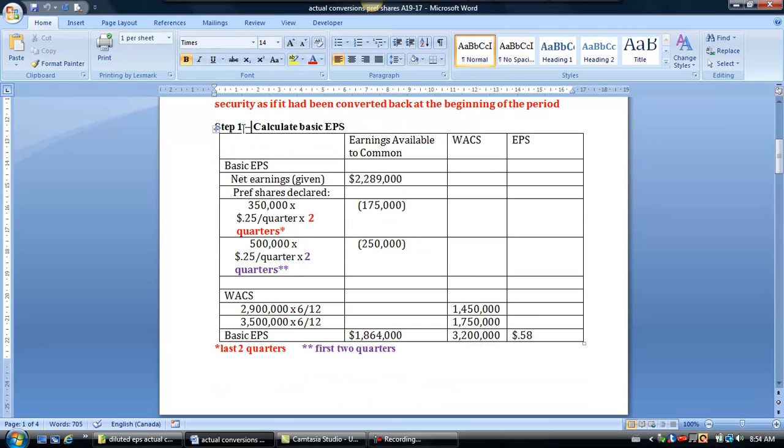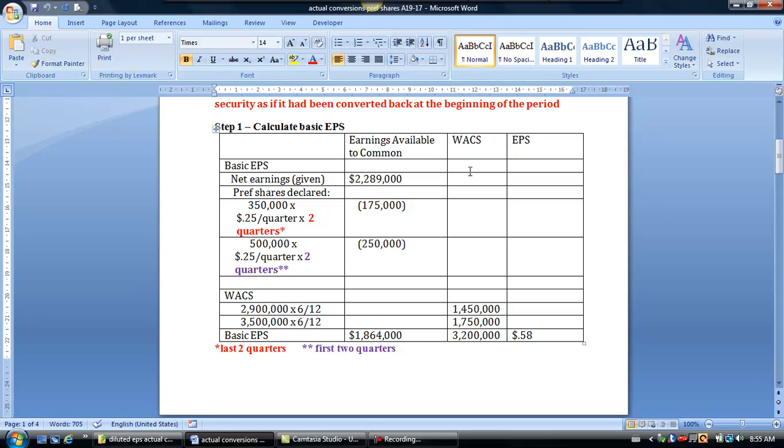So now, with that little piece of theory in mind, let's go through and do our question using the same three steps that we've always used. The first thing we're going to do is calculate the basic EPS. You can see from your question that the company's net earnings for the year were $2,289,000. But now don't forget, there were actually some conversion of preferred shares that took place during the year.